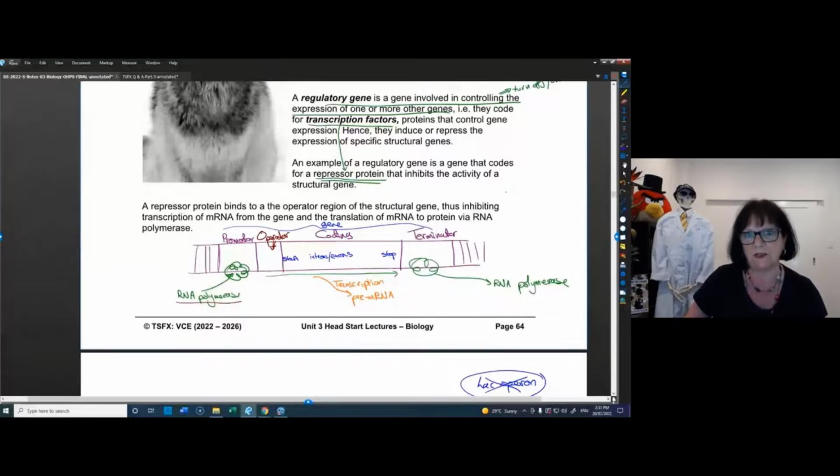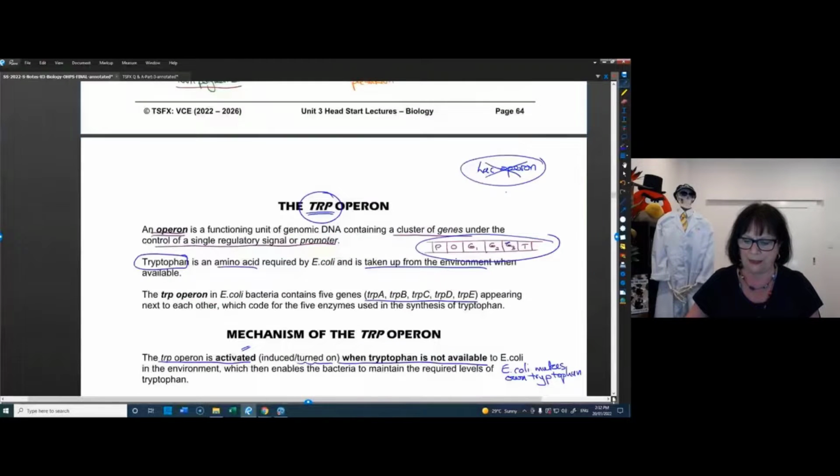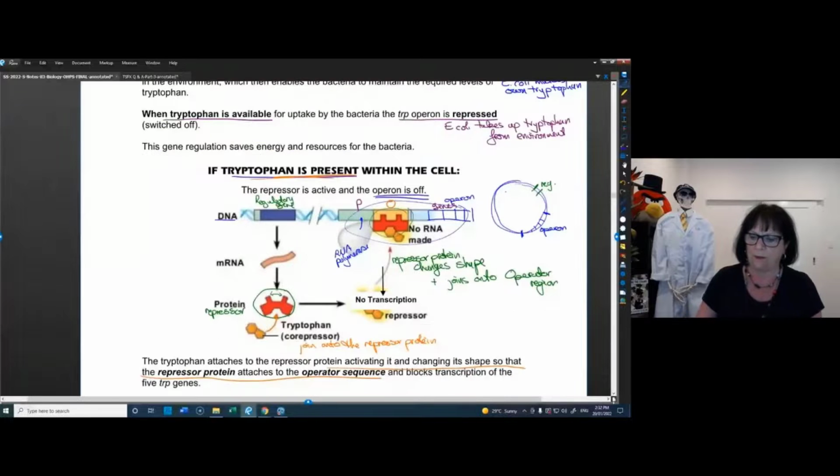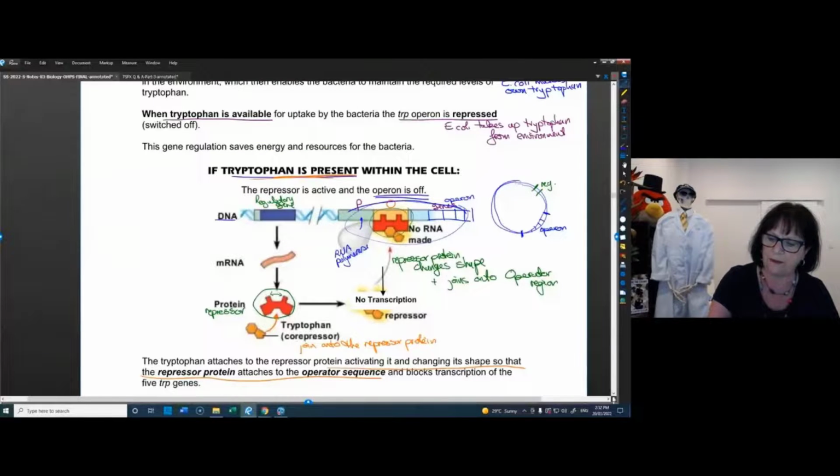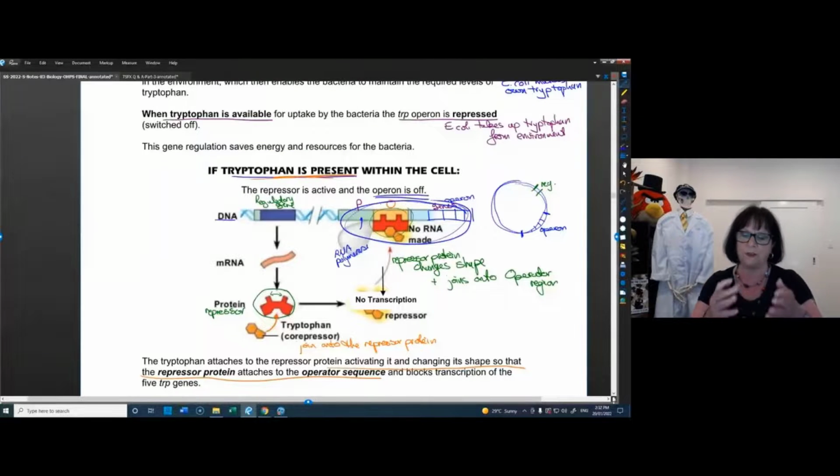So when you have a cluster of genes with just that single promoter and operator in front, that's what the operon is. So the operon is the whole section of that DNA. As I showed, when I circled this here, I'm circling the whole operon. So it's promoter, operator, and the cluster of genes that are involved as well.